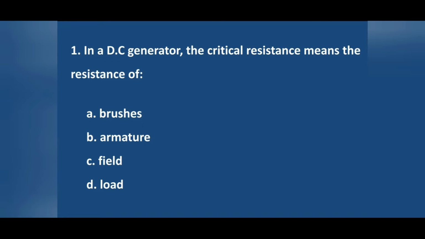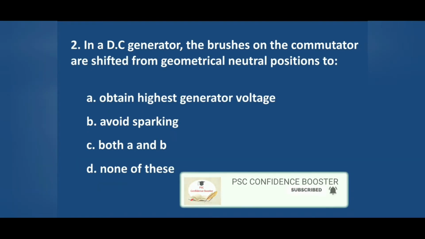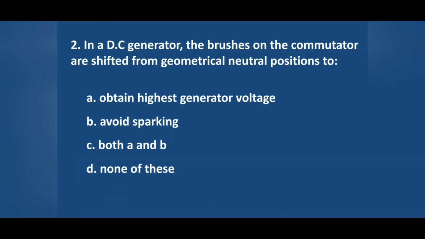Question number 1. In a DC generator, the critical resistance means the resistance of. Answer is option C, field. Question number 2. In a DC generator, the brushes on the commutator are shifted from geometrical neutral positions to. Answer is option B, avoid sparking.